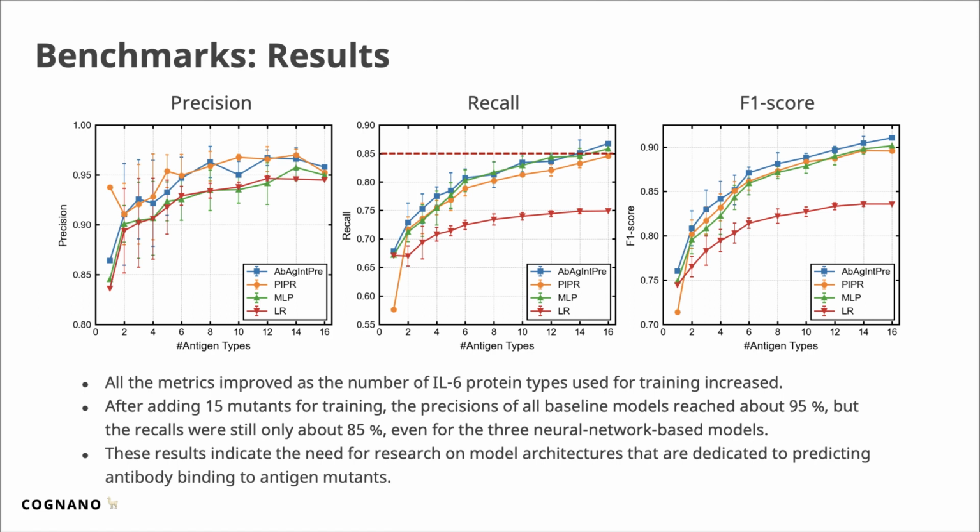These figures show the precision, recall, and F1 score of the baseline models as a function of the number of IL-6 protein types used for model training. All the metrics improve as the number of IL-6 protein types increase, but after reaching saturation, the recall was still only about 85%, even for the 3 neural network-based models, indicating that the models failed to predict about 15% of the binding antibodies. So further research on model architectures for predicting antigen-antibody interactions is needed, and our dataset will be a useful benchmark for evaluating such models.